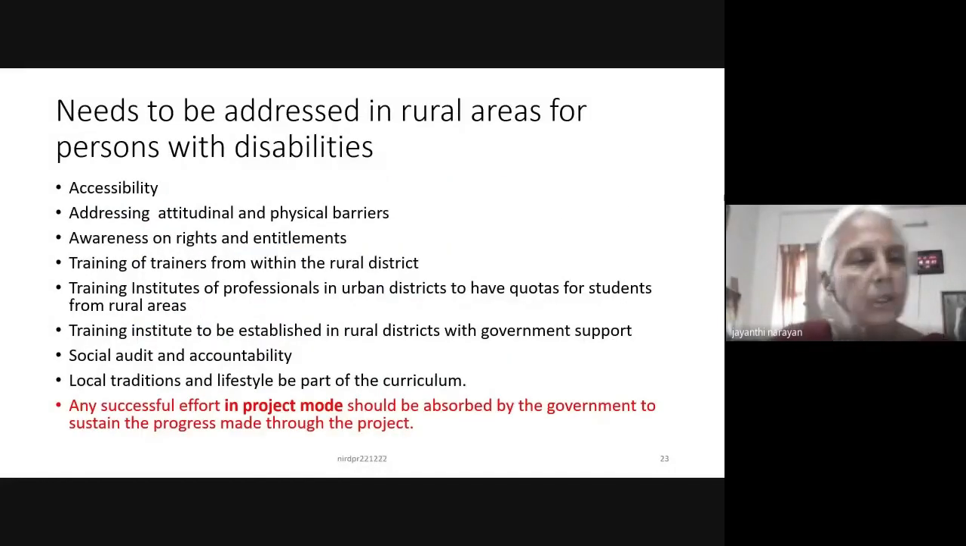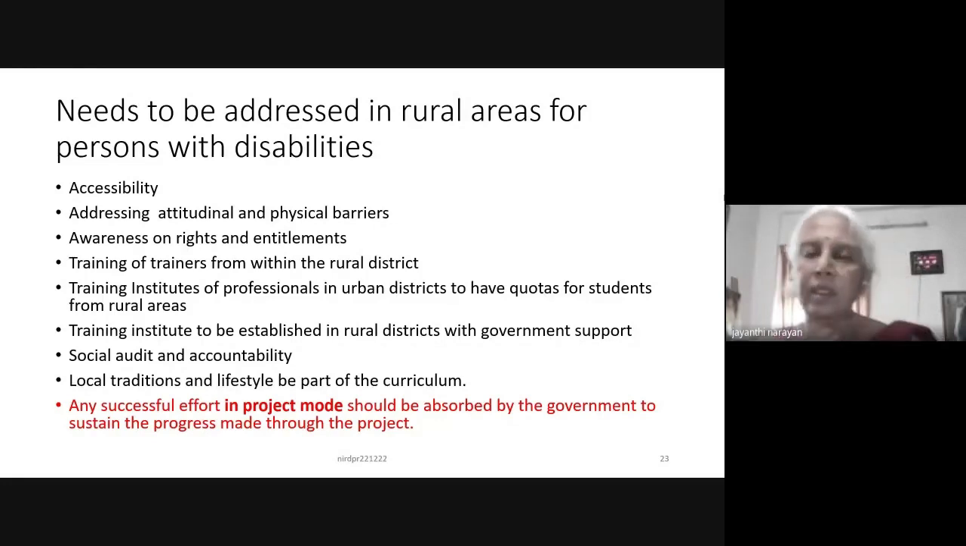Yeah, so to close, these are the things in rural areas we need to focus on: accessibility, addressing the attitudinal and physical barriers, awareness about the rights and entitlements, training the trainers, training institutes of professionals in urban districts to have quotas for students from rural areas, training institutes like Sahara to run only in the rural areas, and social audit and accountability. Let people be aware, let people ask questions, is very important.